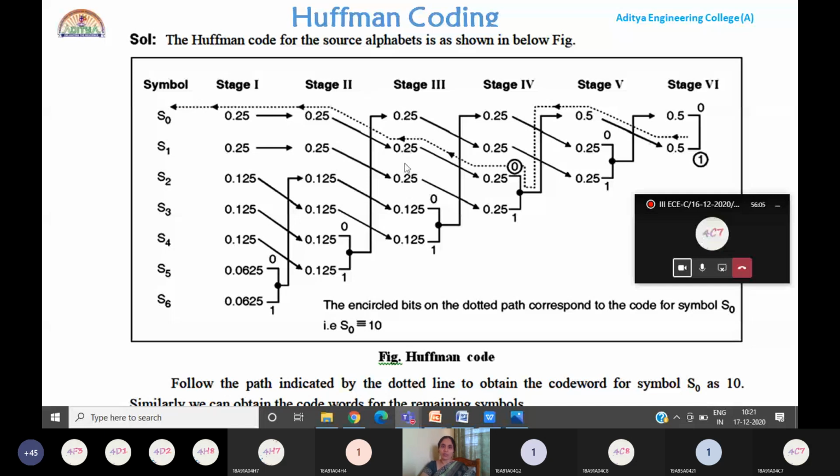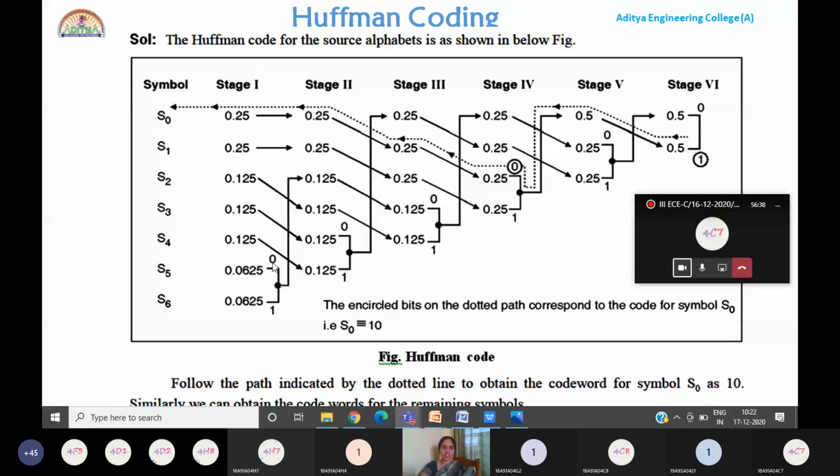And if you have similar probabilities, please consider those as the old ones and take this combined value to the highest position. It should be in decreasing order only. Please mention it with arrows so that you can identify the path of each and every symbol. At last, you need to identify the code word by using this path, so please represent the path clearly.